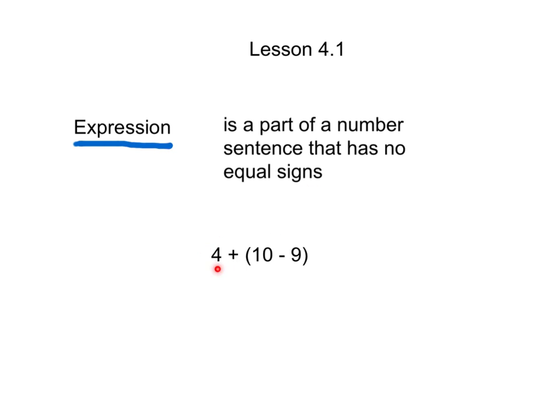So if we look right here, we have an example. 4 plus, and then you see a number sentence inside parentheses. And parentheses are these two little symbols right there. This week, you're really going to be concerned with the order of operations. And I'm going to move to the next slide to show you what I mean by order of operations.